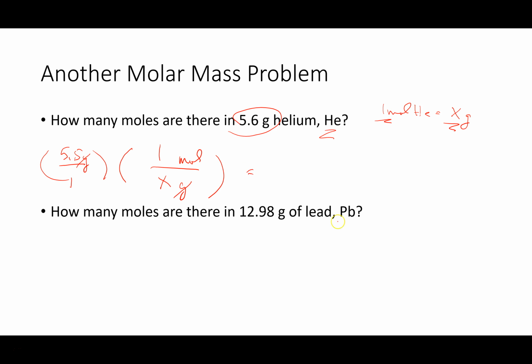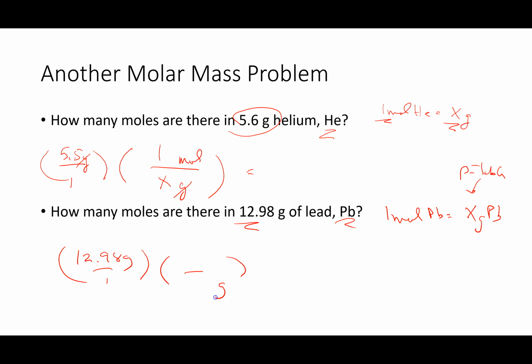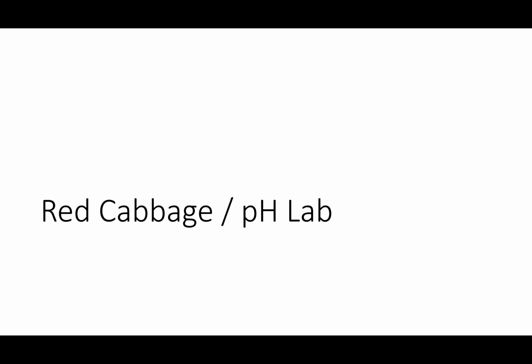Okay. Look up the molar mass of lead. 1 mole of Pb is equal to X grams of Pb. This is from the periodic table. And then to work this problem, my first term is going to be 12.98 grams over 1. I want units of grams to cancel. I'm going to be left with units of moles. Put 1 mole on the top. Put that X grams in the bottom, and ta-da! You've got the answer.